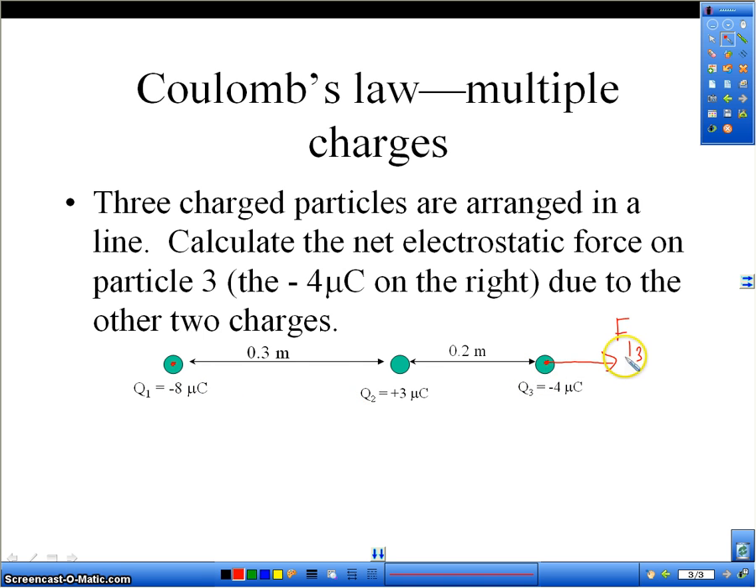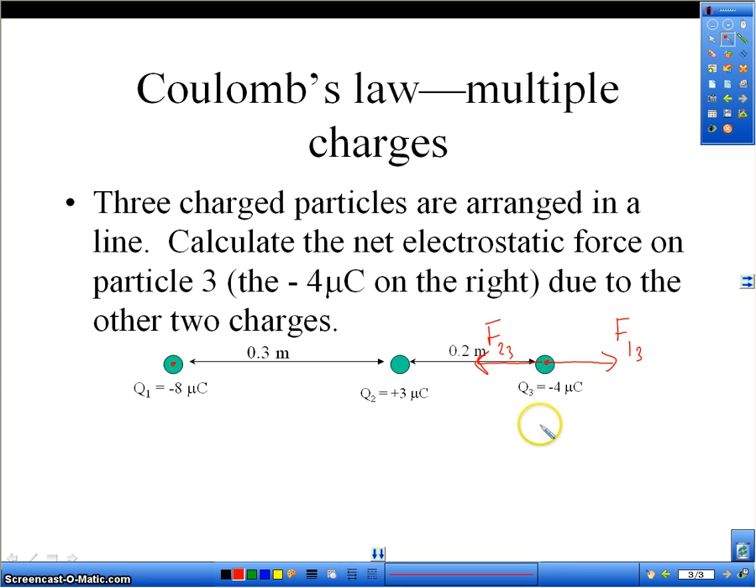Meanwhile, charge 2 is trying to attract charge 3. So there's another force on charge 3 due to charge 2, and it points this way, trying to pull charge 3 over to charge 2. I'm going to call that one the force of 2 on 3. And these two forces are opposing each other. So if I want to figure out the net force, I'm going to have to find these two and then subtract them because they're in opposite directions of each other.